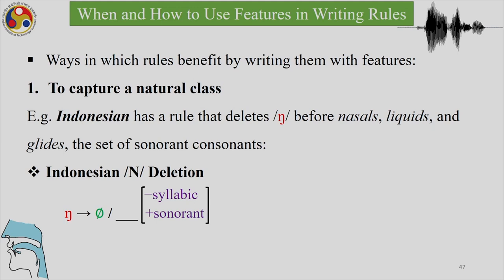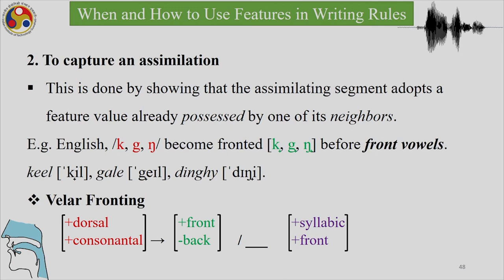We will again show a little bit of Indonesian data where there's nga deletion. So nga goes to null in the presence of a following minus syllabic plus sonorant. And then to capture assimilation, we write rules like this, velar fronting. Velar is represented as plus dorsal, minus, plus consonantal. It becomes plus front and minus back. And that's how we express velar fronting in English, keel or gale or dinghy.